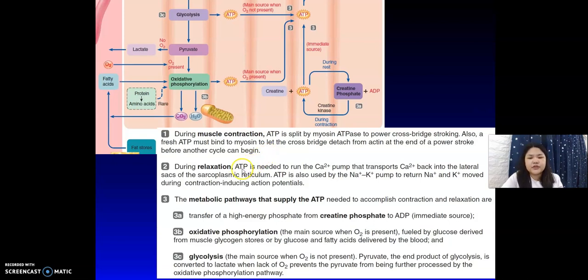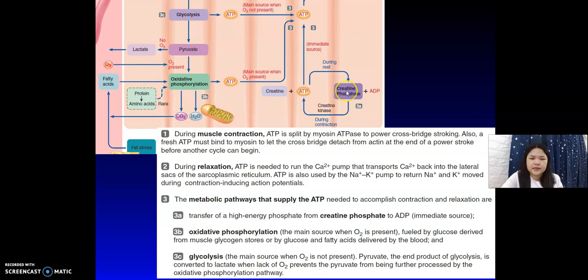During relaxation, ATP is needed to run a calcium pump that transports calcium back into the lateral sacs of the sarcoplasmic reticulum. ATP is also used by the sodium-potassium pump to return the sodium and potassium moved during contraction-inducing action potentials. So the metabolic pathways supply the ATP needed to accomplish contraction and relaxation.